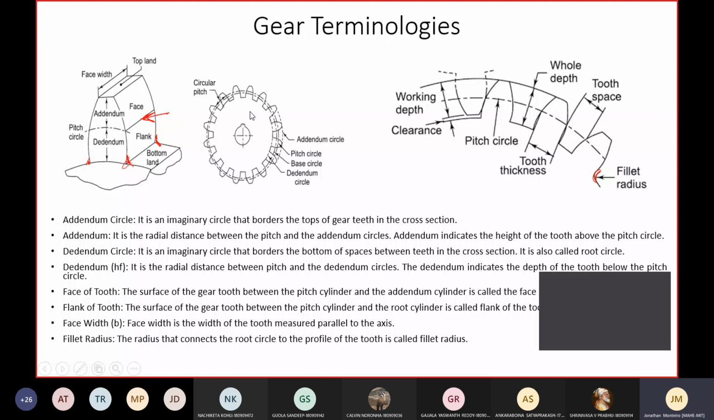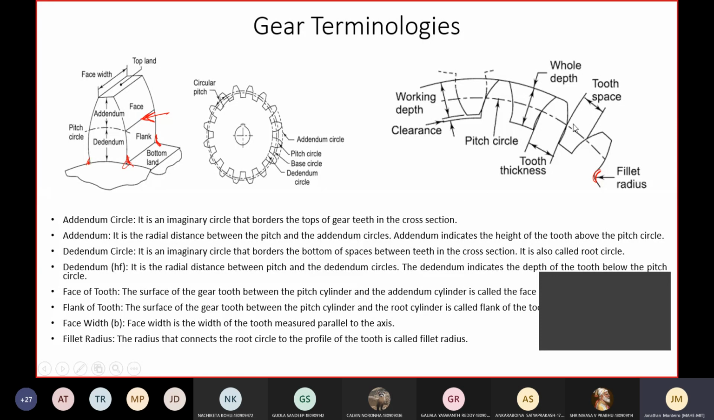Just a recap of some of the concepts. We have different circles that are described on the gear profile. Keeping the gear profile into consideration, you have an addendum, dedendum, and its associated circles. The outermost part represents the addendum circle, the innermost the dedendum circle, and in between you have a base circle and a pitch circle. All those definitions we had seen in the previous class.